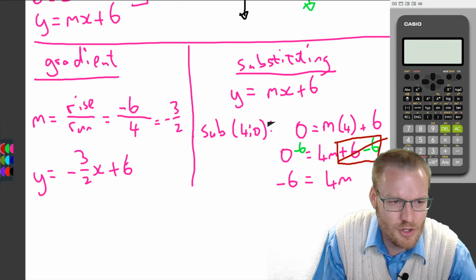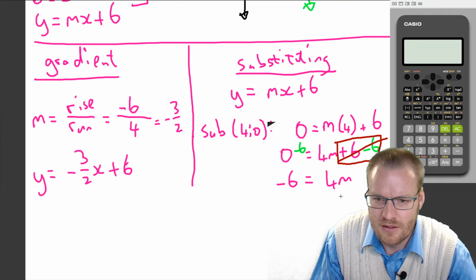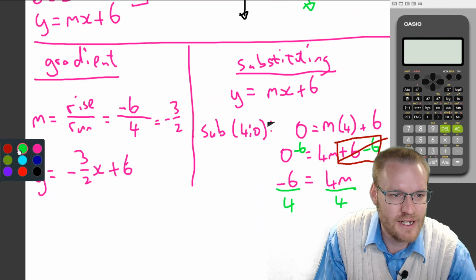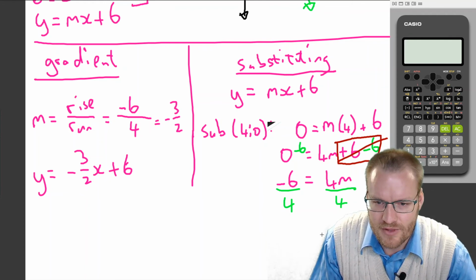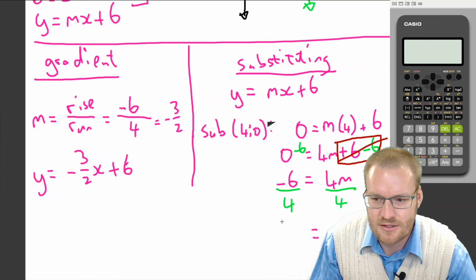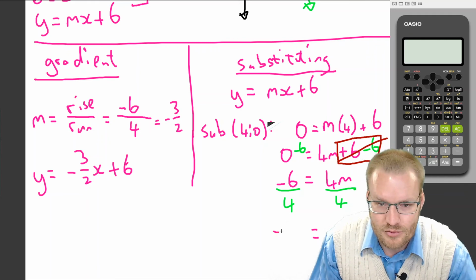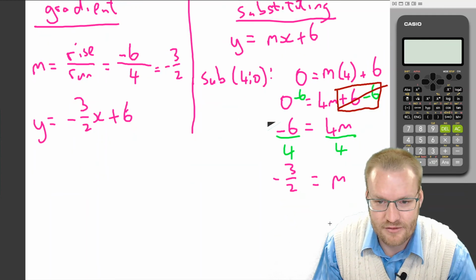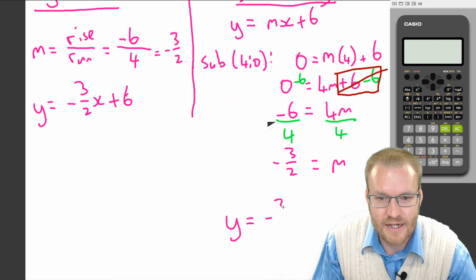And what do we want to do from here? Well, let's divide by 4. Whatever we do on one side, we do on the other. So we're left with m equals minus 6 over 4, which we simplify to minus 3 over 2. So therefore y equals minus 3 over 2x plus 6.